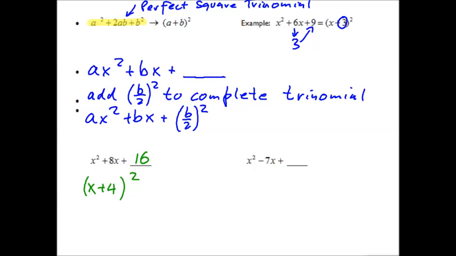Let's look at the other example. Sometimes the numbers cannot be divided evenly by 2. Then we're going to be left with a fraction, but that's okay. Negative 7 divided by 2 will just be negative 7 halves. Now we have to take the square of that. If we take the square of a fraction, we square both the numerator and the denominator. In other words, 7 squared is 49, and 2 squared is 4, and this is our trinomial.